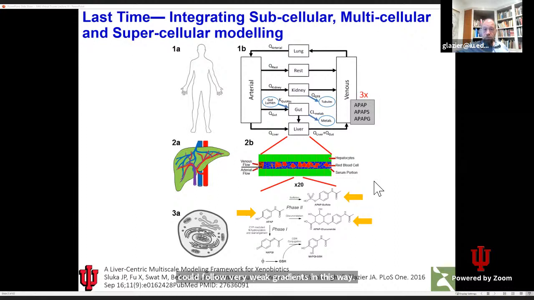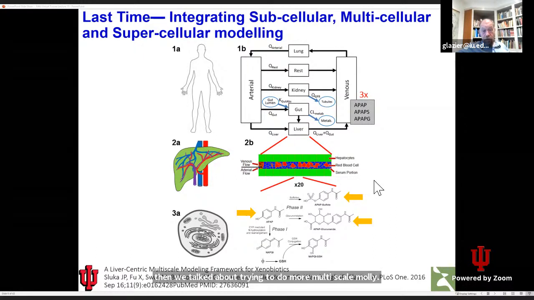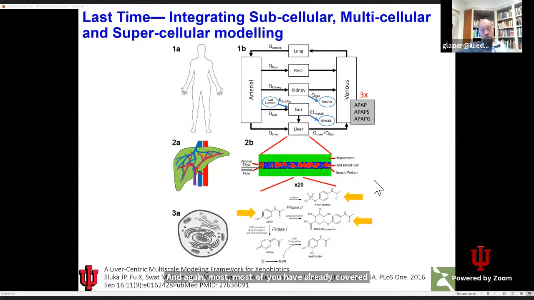Okay. So then we talked about trying to do more multi-scale modeling. And again, most of you have already covered, to some extent at least, what I was going to cover in this class, but not everybody. So the people who've done Antimony models inside of cells, please help the people in the room who haven't done it yet. Drew and Fanbo haven't had much experience with this. The other people who took this class last semester have seen this before.